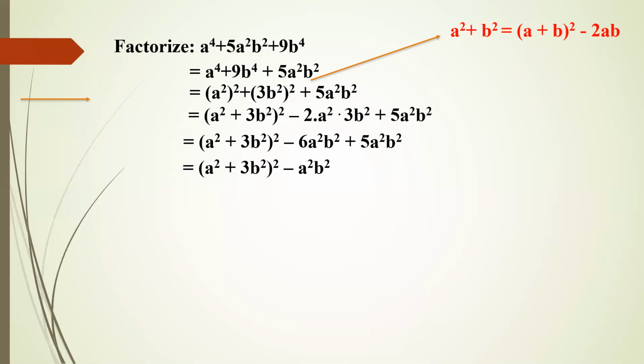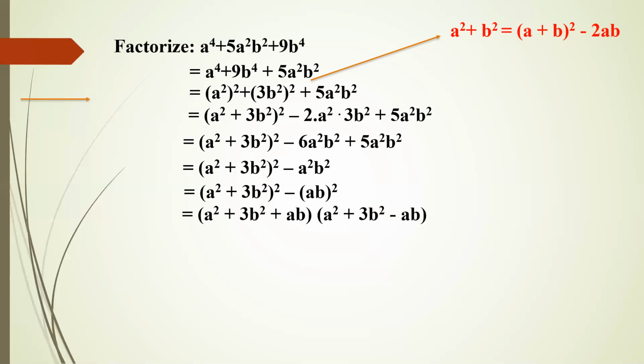Got it? Now here, can we do it like this? a square plus 3b square whole square minus a square b square means ab whole square. Once again, this is like a plus b, a minus b, so we can just keep it here: a means a plus b, that is a square plus 3b square. a plus b is ab, right? a square plus 3b square.